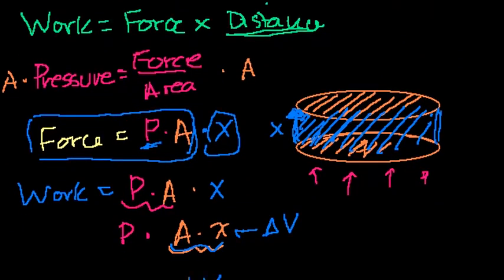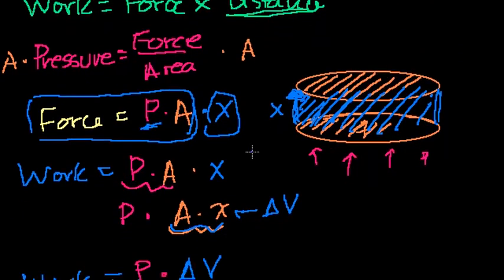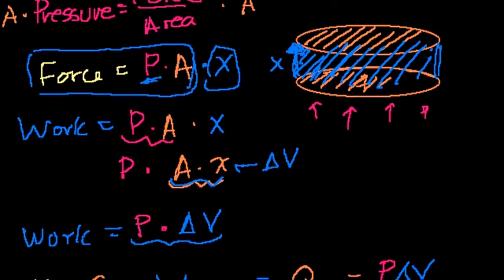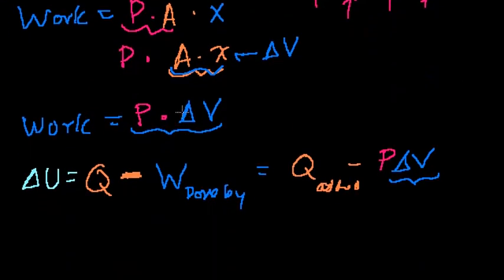We said we could rewrite that as pressure times the area times the distance. And the area times the distance is the change in volume. And so we came up with a neat little formulation that the work done by a system could be written as the pressure times the change in volume.